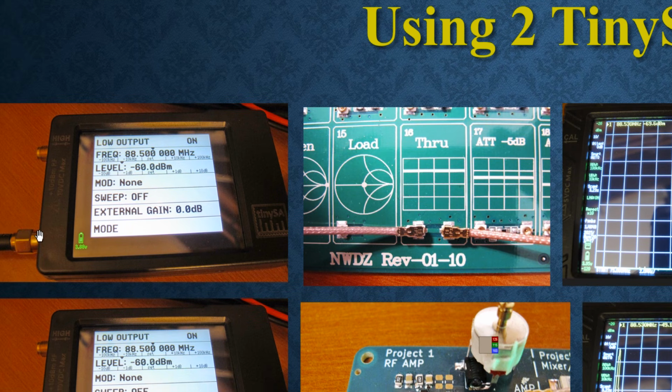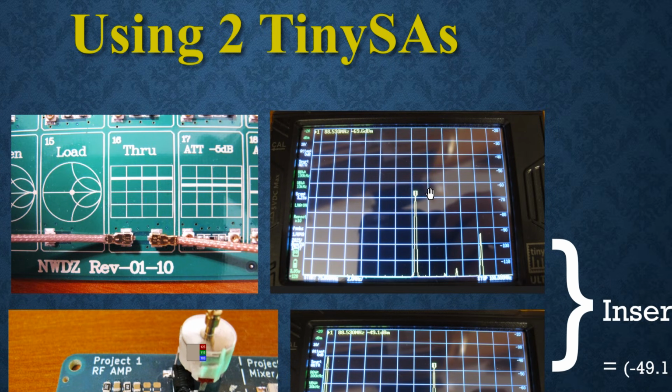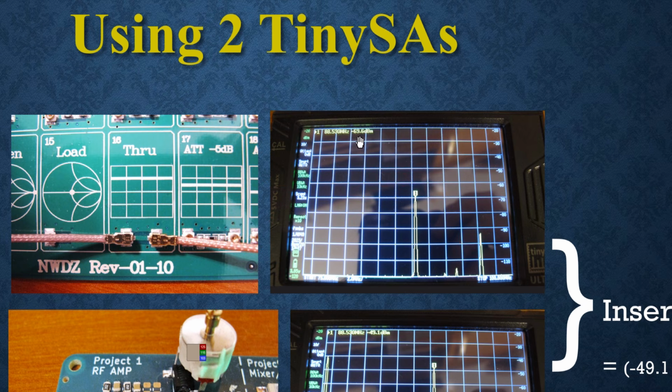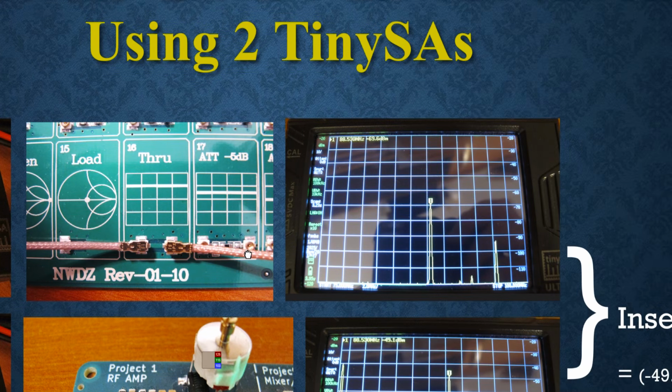And I connected its output port here, which goes to this cable, to a little CAL board that has a through connection. So there's just a wire from here to here, and then it goes out on this cable, which goes to this tiny SA Ultra. And it reads out the power level. And the power level it reads is minus 69.6 dBm. That's interesting because I had this set to minus 60. So either there's 9 dB of loss in the cables, or one of these things is inaccurate.